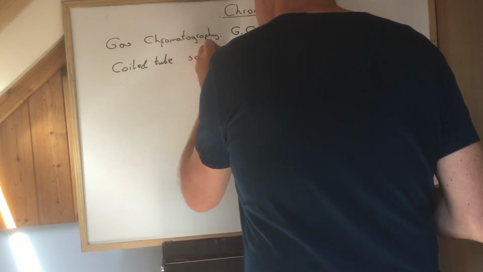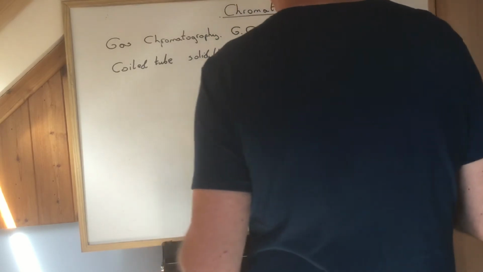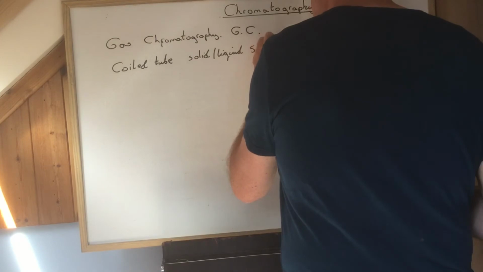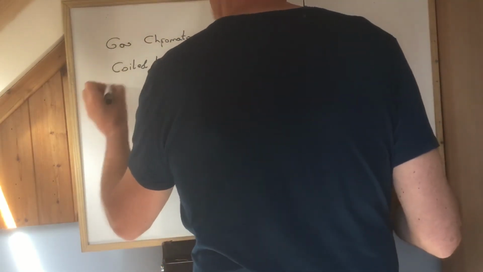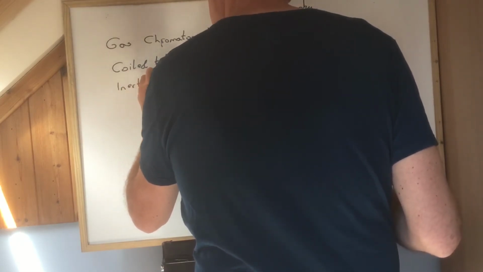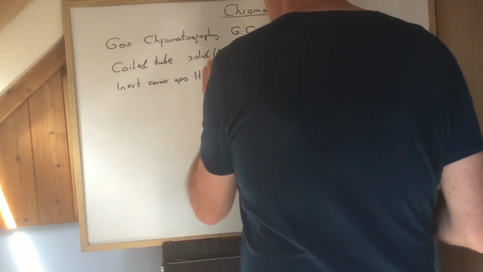coated with a solid or a liquid. You can change the solid or the liquid, and that I suppose is your stationary phase. You see them everywhere. This is a perfunctory look at it really. So that's your stationary phase, and then you have an inert carrier gas, which is your mobile phase, often helium or nitrogen. That's your mobile phase.